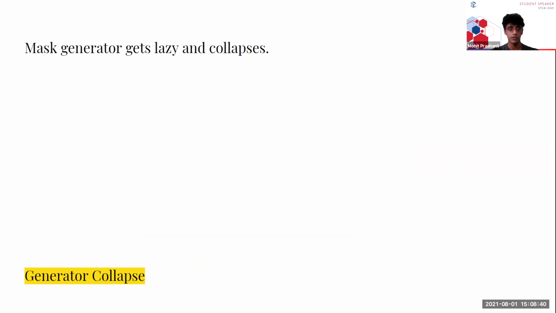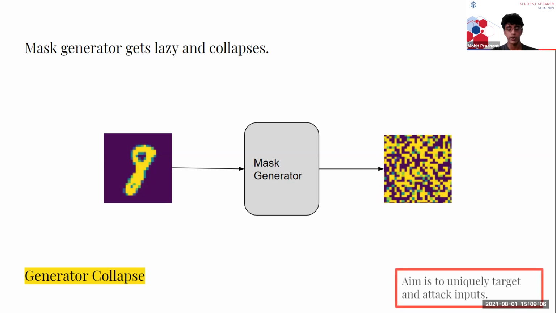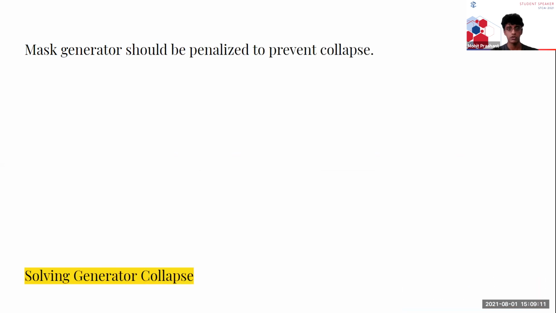Secondly, generator collapse. To summarize it briefly, it's when our mask generator gets lazy and collapses. When our mask generator starts overfitting, regardless of the input, it'll start producing the same mask. This is an observed phenomenon even in GANs. And it looks a bit like this. So regardless of the input, we have the same mask. Obviously, since we're aiming to uniquely target and attack inputs, this is unacceptable. So again, we have to penalize this similarly.